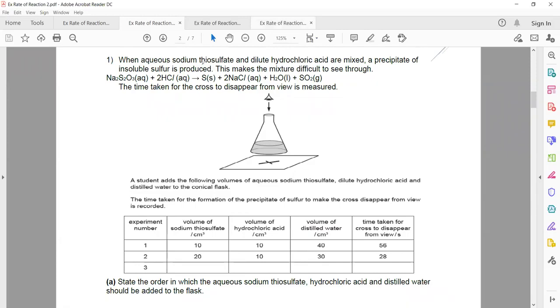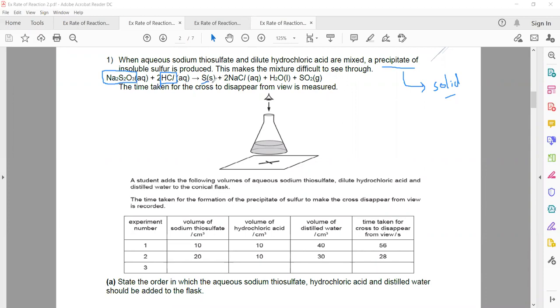In a question, when aqueous sodium thiosulfate and dilute hydrochloric acid are mixed, a precipitate forms. Precipitate means when you mix two solutions, a solid is formed. If a solid is formed, this solid is known as a precipitate. So when sodium thiosulfate, Na2S2O3, and hydrochloric acid, HCl, mix with each other, this results in the formation of a precipitate.